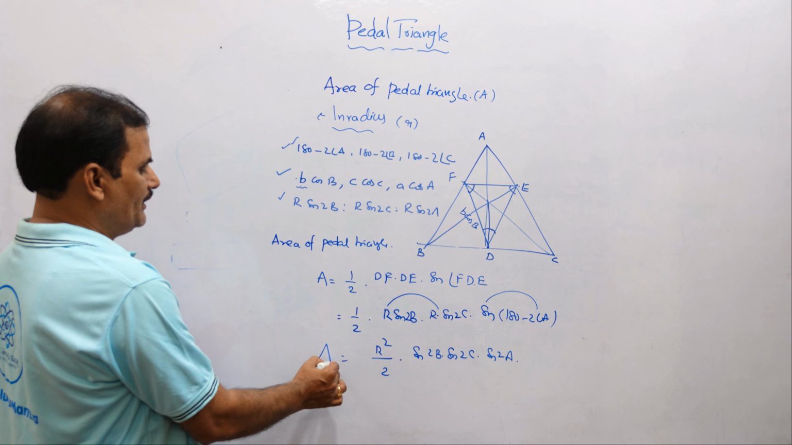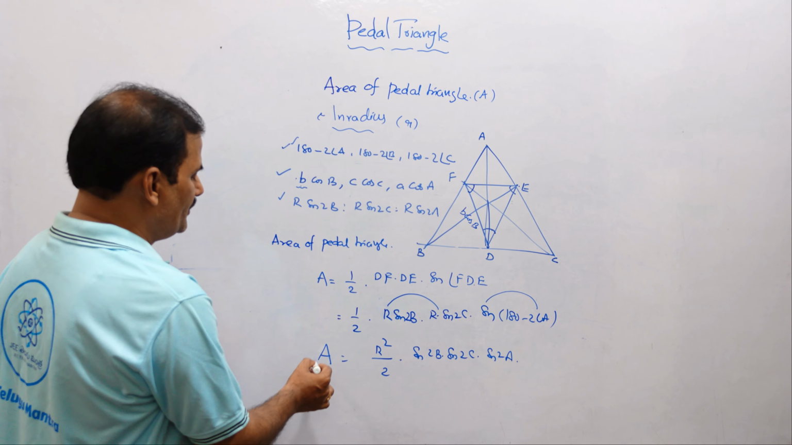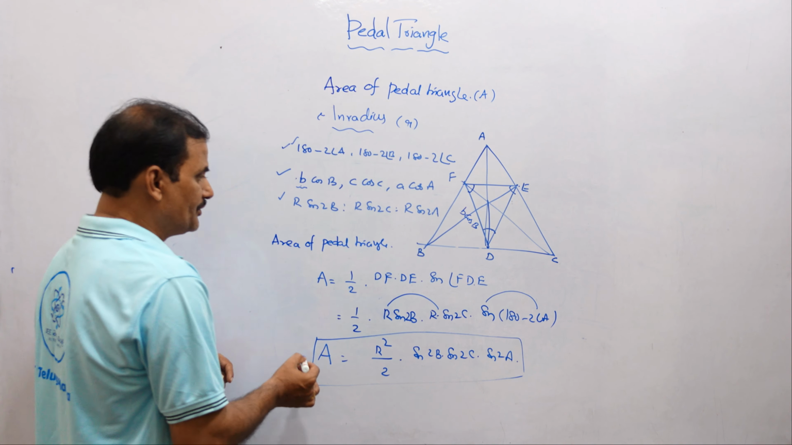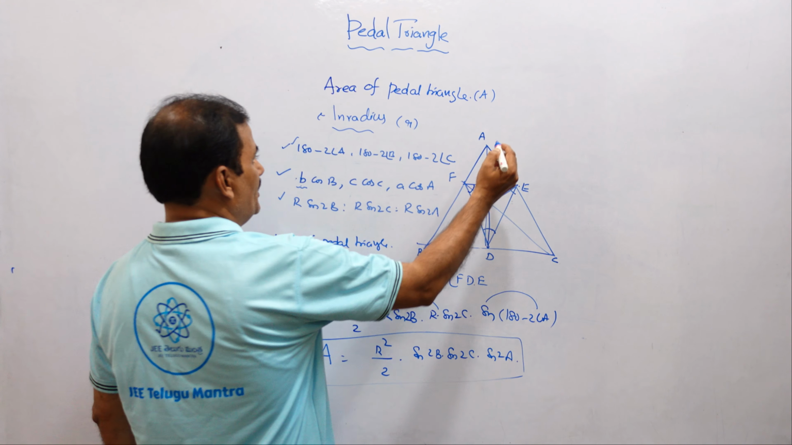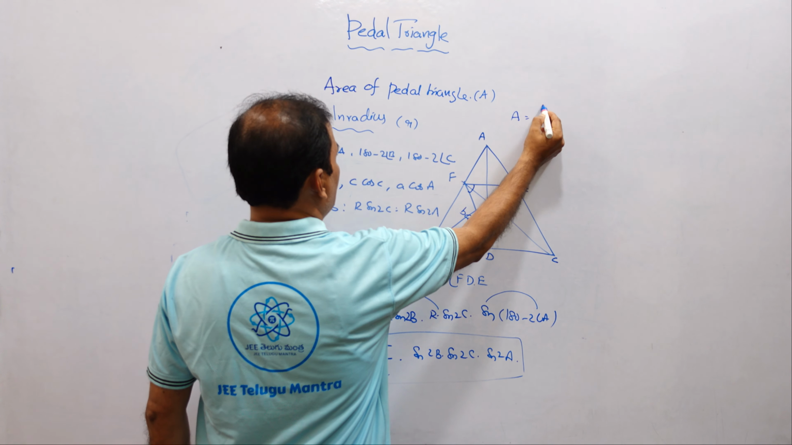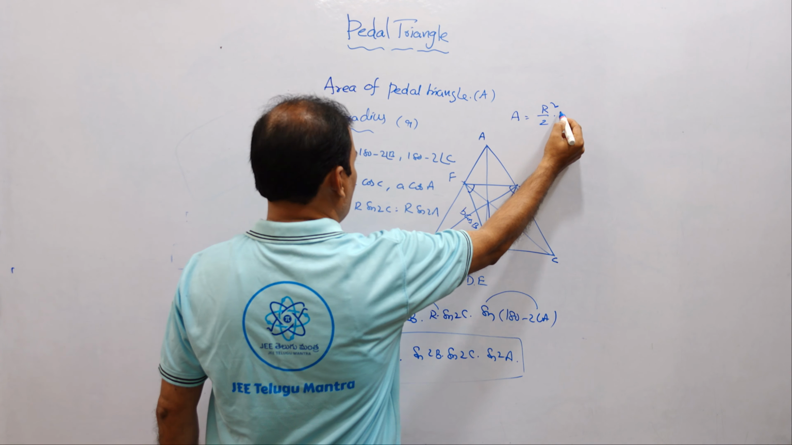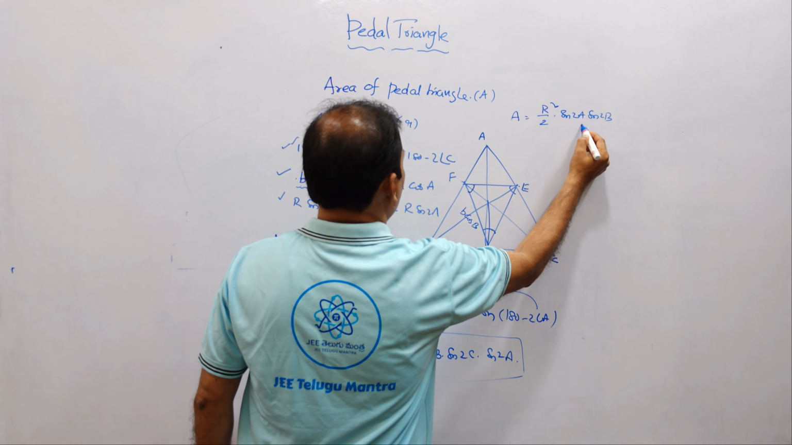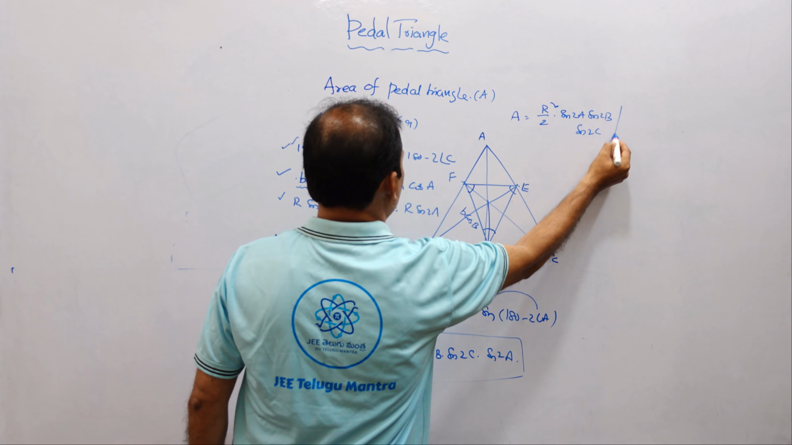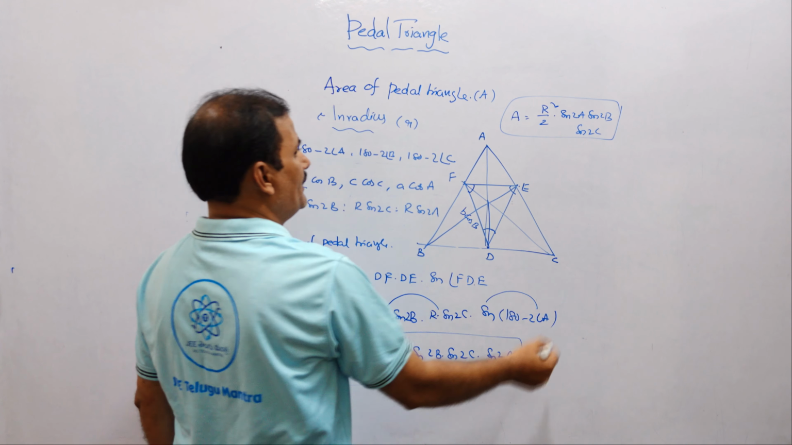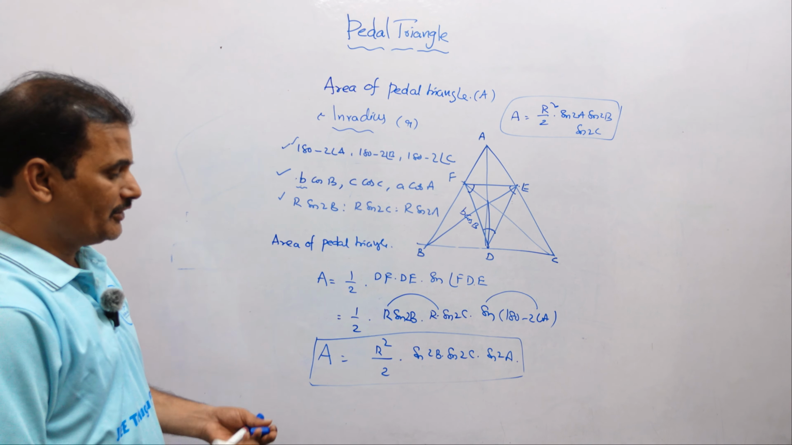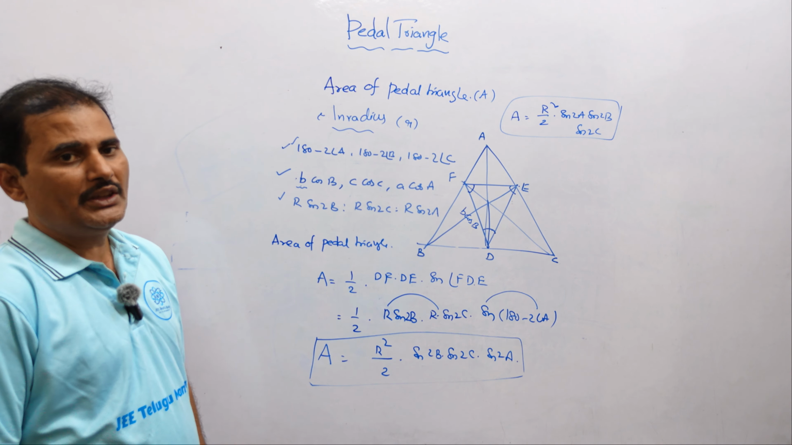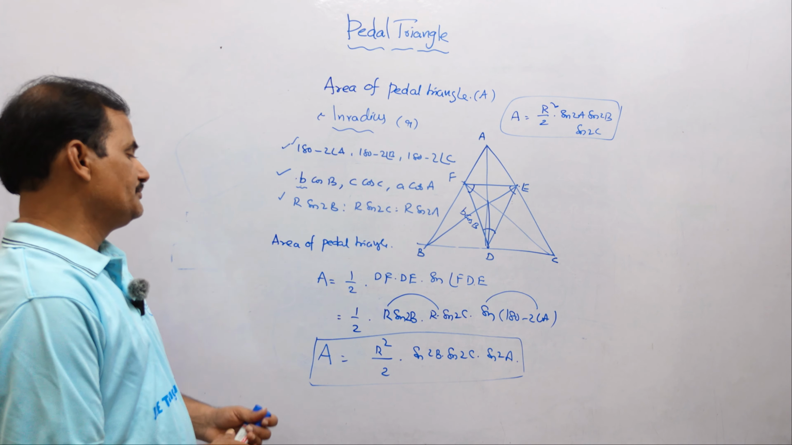Therefore the area of the pedal triangle in terms of circumradius, keep aside here, capital A is equal to R square by 2 sin 2A sin 2B sin 2C. Area of the pedal triangle in terms of circumradius is equal to R square by 2 sin 2A sin 2B sin 2C.